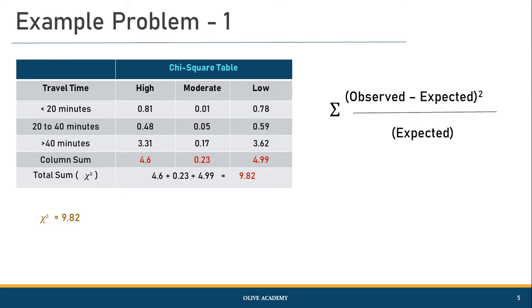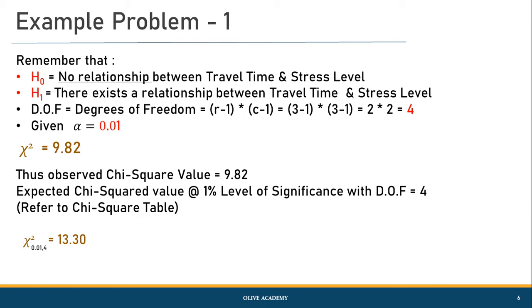Now, we already found based on the previous video that 9.82 is going to be the chi-square value. Now we need to apply the chi-square table and then identify whether or not there exists a relationship between travel time and the stress level. Like I already discussed in my previous video, H naught is always taken as no relationship between travel time and stress level, and H1 is always taken as there is a relationship between travel time and stress level. Now the degree of freedom is 4.